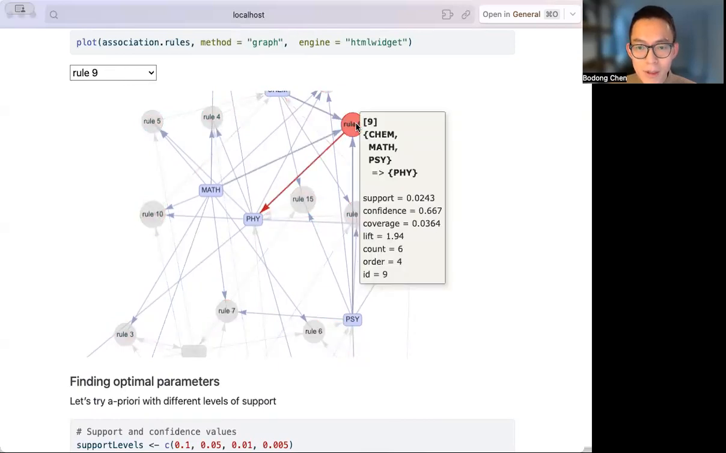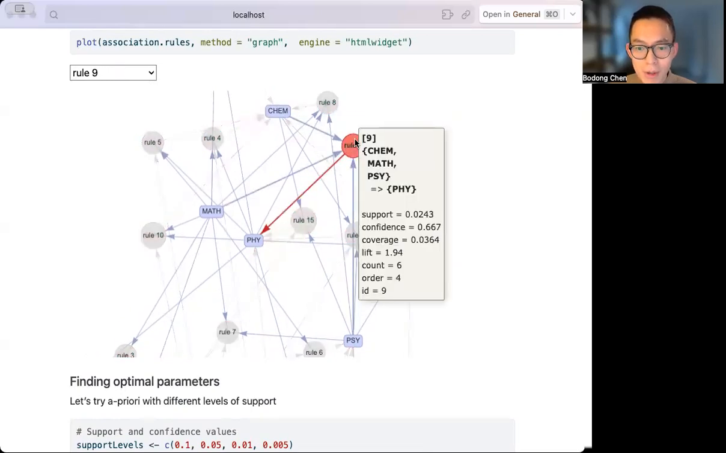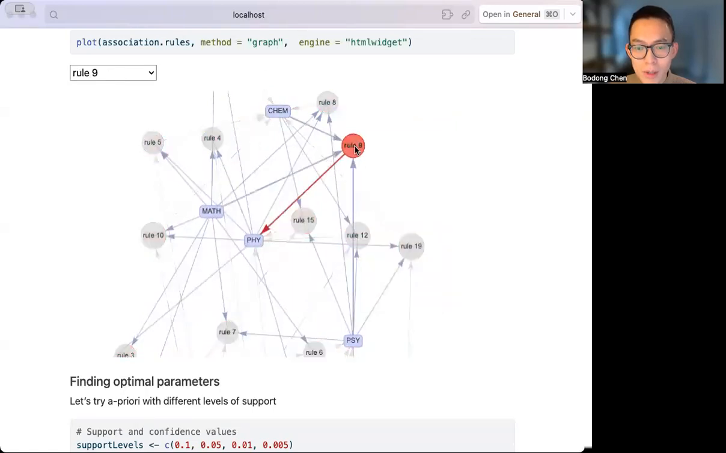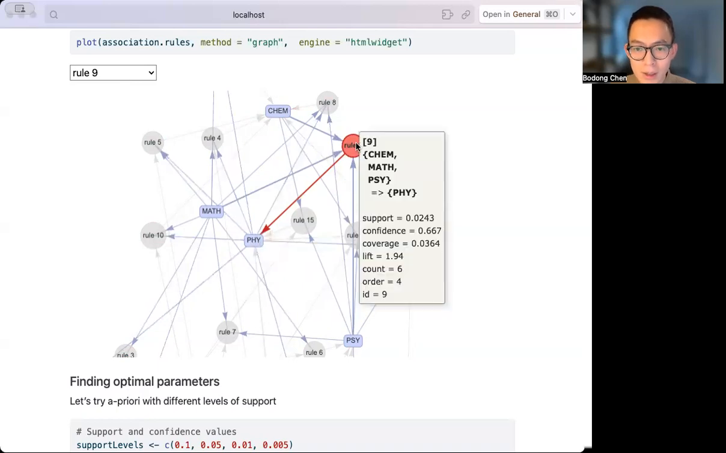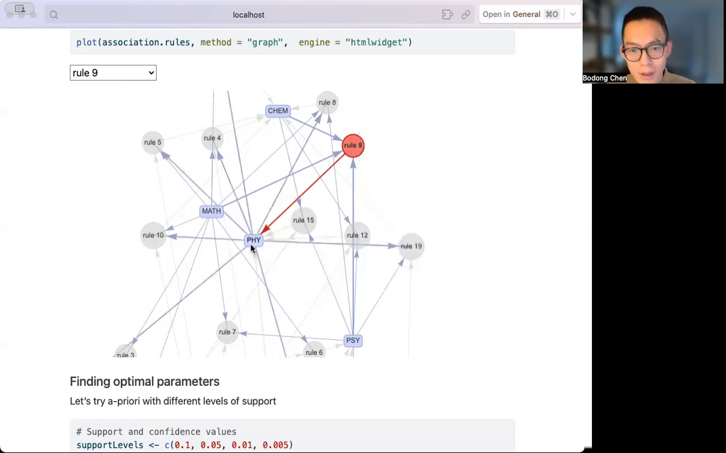Let me move this. The blue arrows, including math, chemistry, and psychology, are all pointing towards this rule 9. And then rule 9 is pointing out towards physics. So this tells you how this rule is constructed. Basically the left-hand side is a combination of three different courses, and the right-hand side is this one single course. And very similarly, the colors and sizes mean things so that you can visually interpret them.